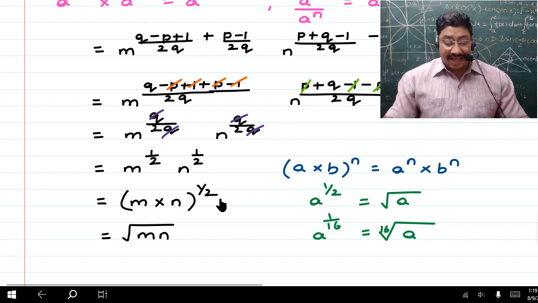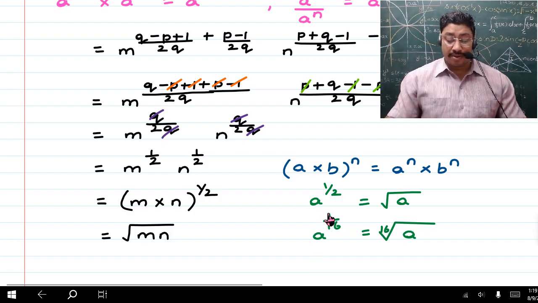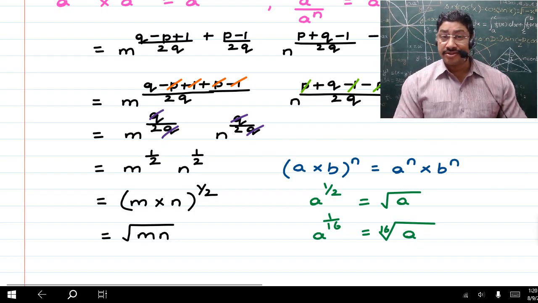Next then, as the power is 1 upon 2, it means that it is root of that number. So if you have a raised to the power 1 upon 2, that means it is root of a. So m into n raised to the power 1 upon 2 will mean that it is the root of mn. Now here I told you one thing more, that if you have the power of a to be 1 upon 16, it means that it is the 16th root of a. So this is all, children, that I have for you in this part.